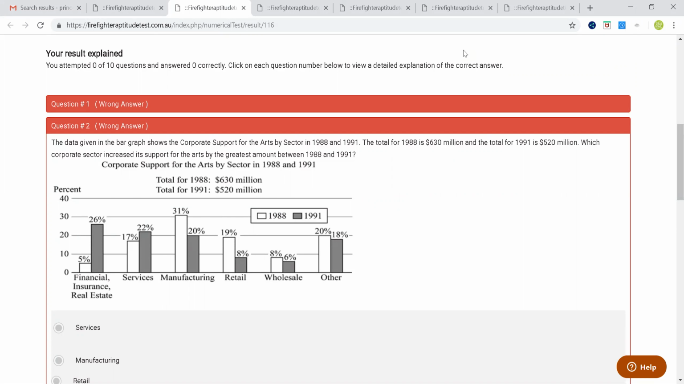Total for which sector? The white box shows 1988 and the shaded one is 1991. So which corporate sector increased its support for the arts by the greatest amount? The ones that show an increase would be finance, insurance, and real estate, and services. These two only. Let's see if we can find these two options.